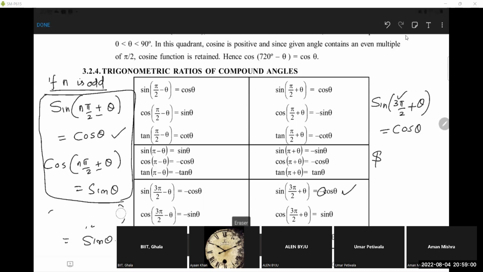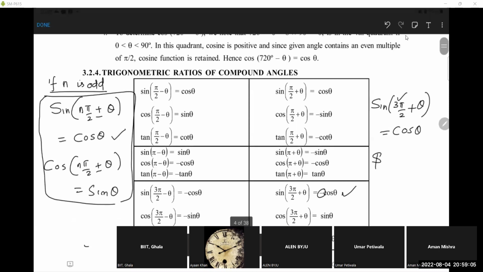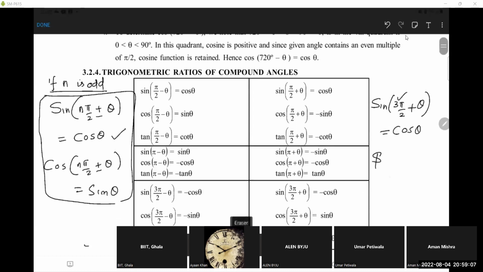One more thing you have to memorize. You have to put a plus or minus sign, whether it is negative or positive. For that, you look at the quadrant. That is why earlier we learned the sign of the trigonometric functions in the quadrants. For example, suppose I want to find the value of sine 300 degrees. So what I do, I write this 300 as a multiple of pi by 2 using this idea.